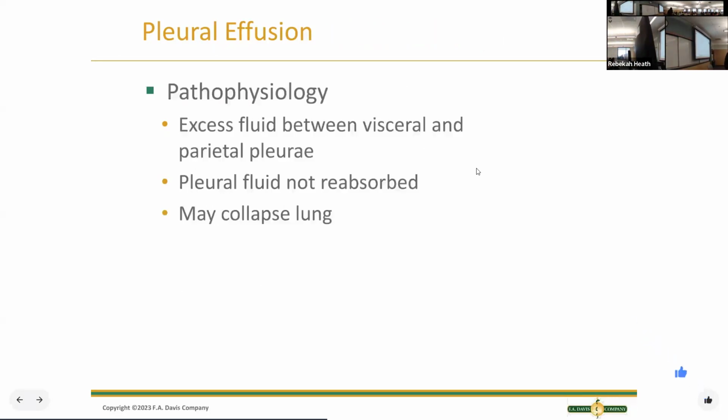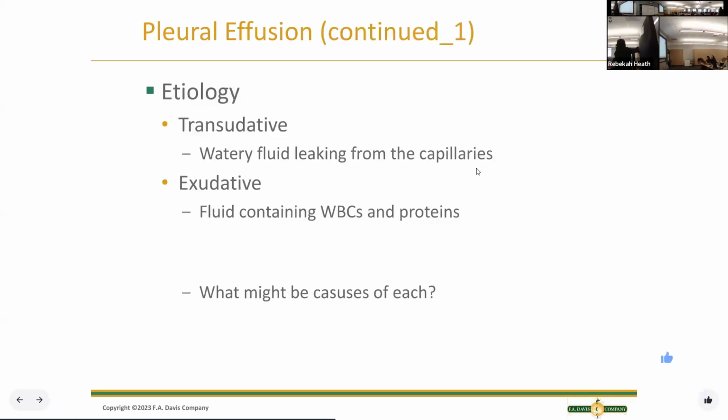I skipped over. Okay. Pleural effusion. That's actually a little bit different. That's where you have fluid that really builds up and compresses. That fluid doesn't get absorbed, and it can eventually push the lung to collapse it. It can be either transudative or exudative.